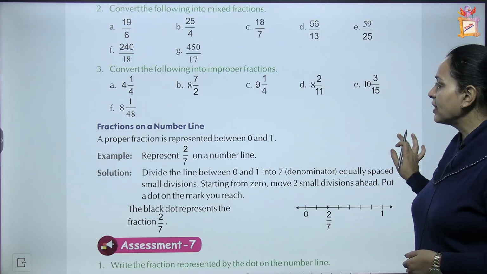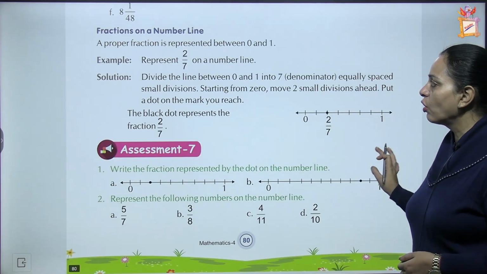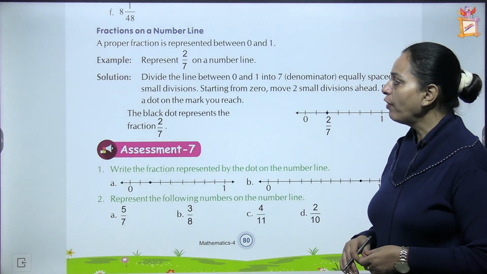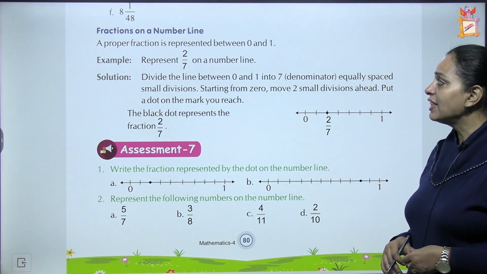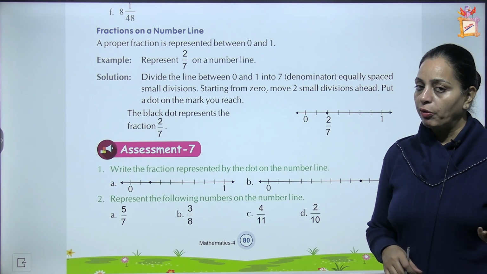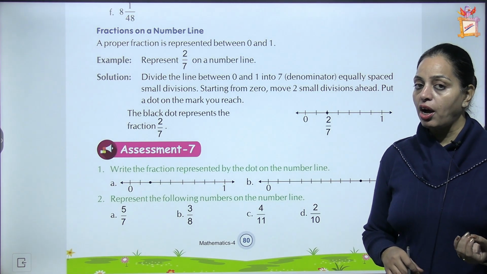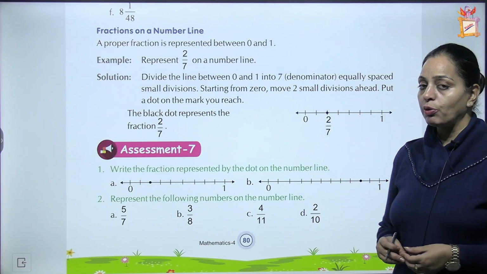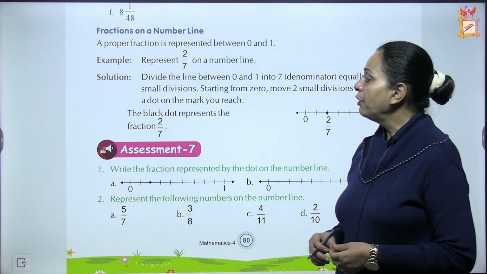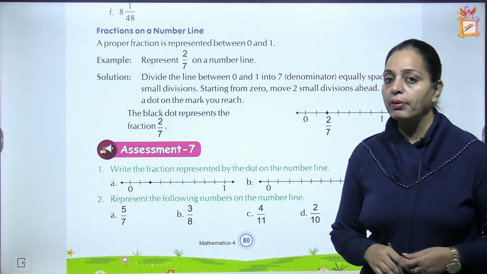So the next is fractions on a number line. A proper fraction is represented between 0 and 1. कोई भी proper fraction होगा उसकी value हमेशा 0 और 1 के बीच में होगी. See example, represent 2 by 7 on the number line.